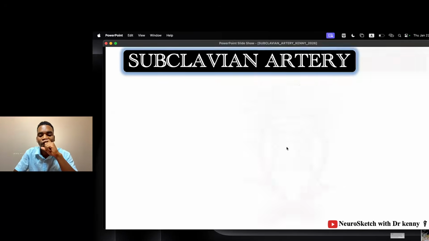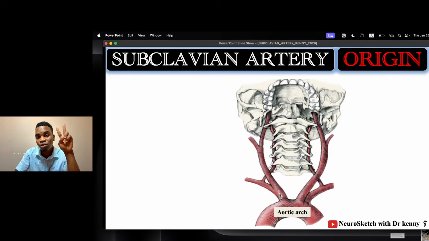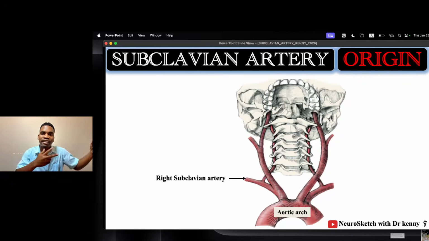What are the origins of the subclavian artery? Remind me again. We said we have two subclavian arteries, one on the right side and one on the left side, but they have different origins. On the right side, the subclavian artery is coming from the brachiocephalic trunk. Remember, because it's brachiocephalic, it has got the brachial part and the cephalic part. The brachial part of the brachiocephalic trunk is that subclavian artery. Right subclavian artery is the branch from the brachiocephalic trunk.